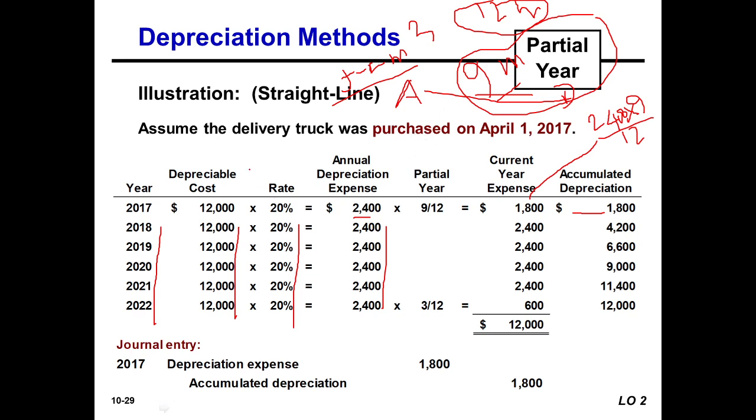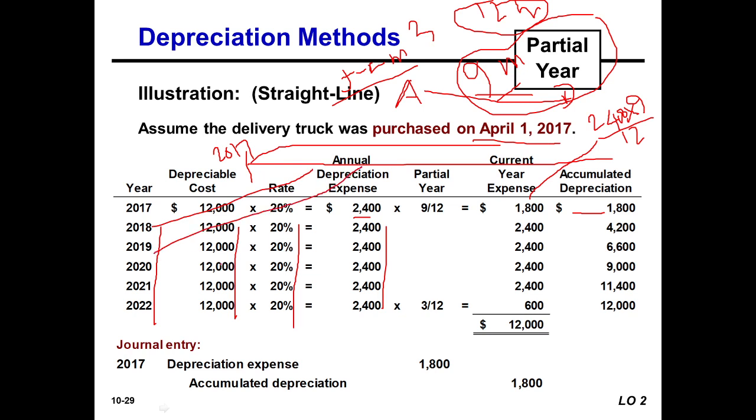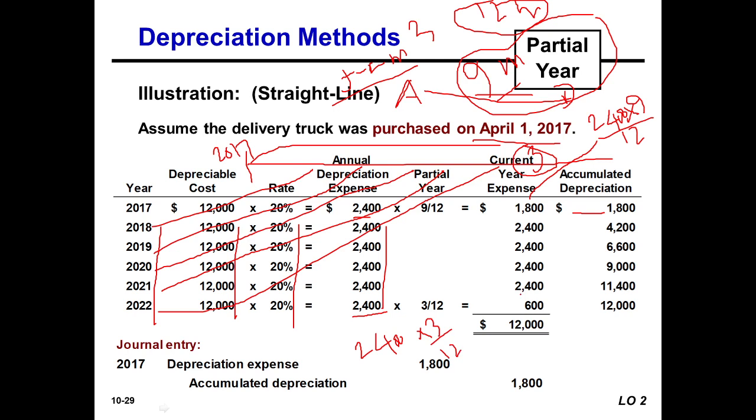Please look here everybody, this will run for 5 years, starting 2017 April 1: 17, 18, 19, 20, 21, okay, and in 22 it will be finished. In 22 we are getting only 3 months, so it will be 3 months depreciation. 2,400 into 3 by 12, so we are getting this figure 600.